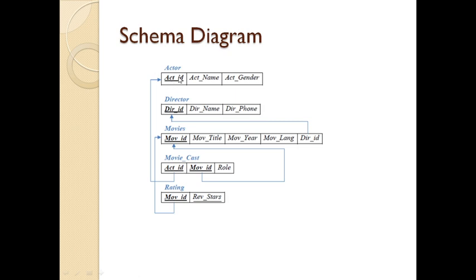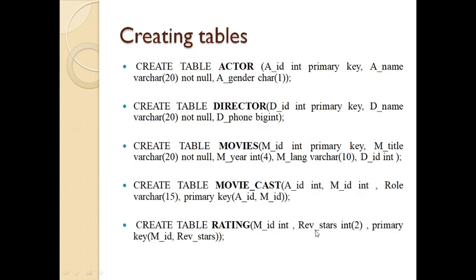Now we'll see the schema diagram. As I said, actor ID is the primary key in actor, director ID is the primary key in director, and movie ID is the primary key in movies. Here these two together form the primary key of movie cast, and they refer to actor and movies. Director ID refers to the director table. In rating, movie ID and review stars both are taken as the primary key, and movie ID must refer to the movies relation.